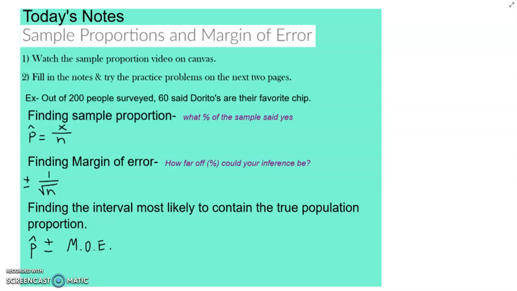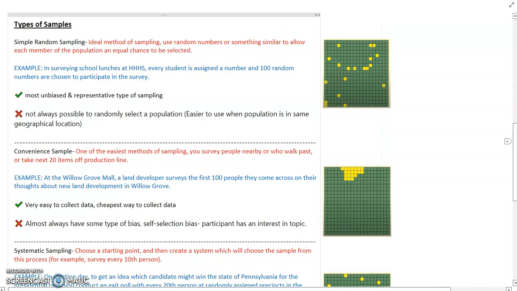Today, in this video, we are going to talk about how we can calculate what we call sample proportions as well as the margin of error. So to this point, prior to this video, we've talked a lot about how we can select a sample. And if I go back to the notes that we've already talked about, there were 5 main types of samples. And they each have their pros and cons.